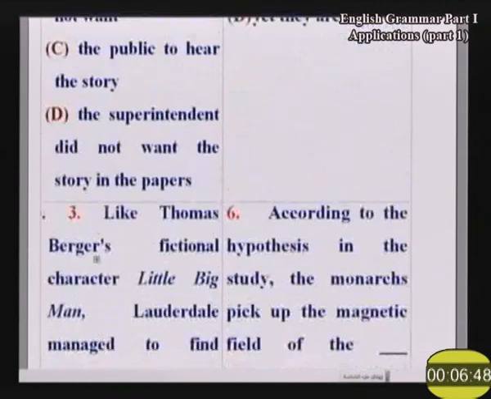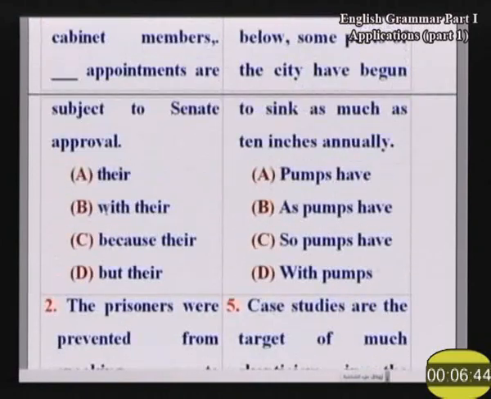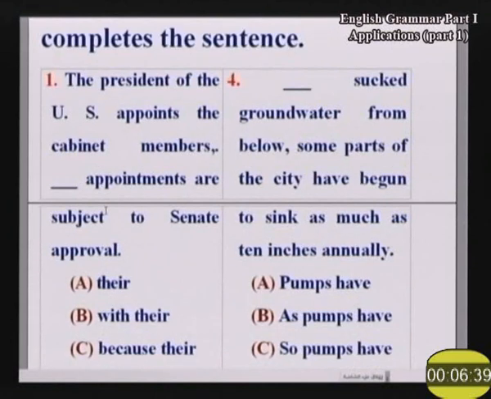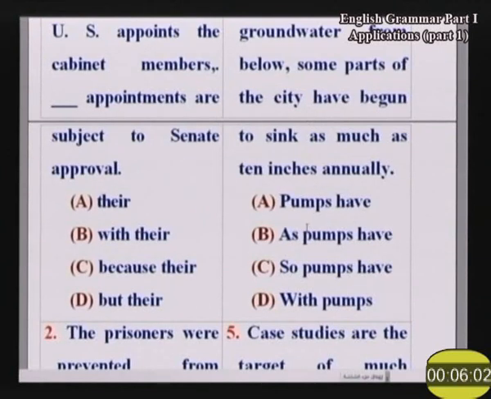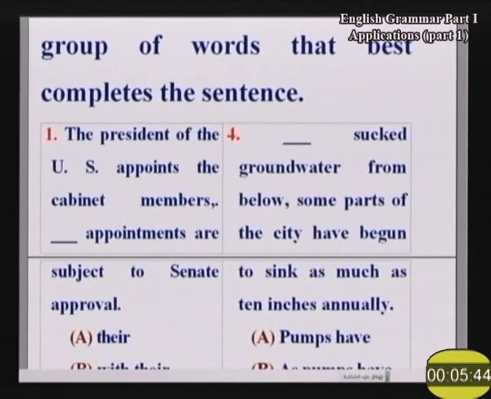Okay, that was number 3, so now we'll see number 4. Sucked groundwater from below. Some parts of the city have begun to sink as much as 10 inches annually. Sorry, this is not a comma. This is a full stop. Okay, after 'sucked groundwater from below' I have a comma, so I must have a connector. Sucked is a verb, so I need a connector and a subject. Let me see where I have a connector and subject. Pumps have... No. As pumps have. So pumps have doesn't work because 'so' comes at the end, not the beginning. So: as pumps have sucked groundwater from below, some parts of the city have begun to sink.